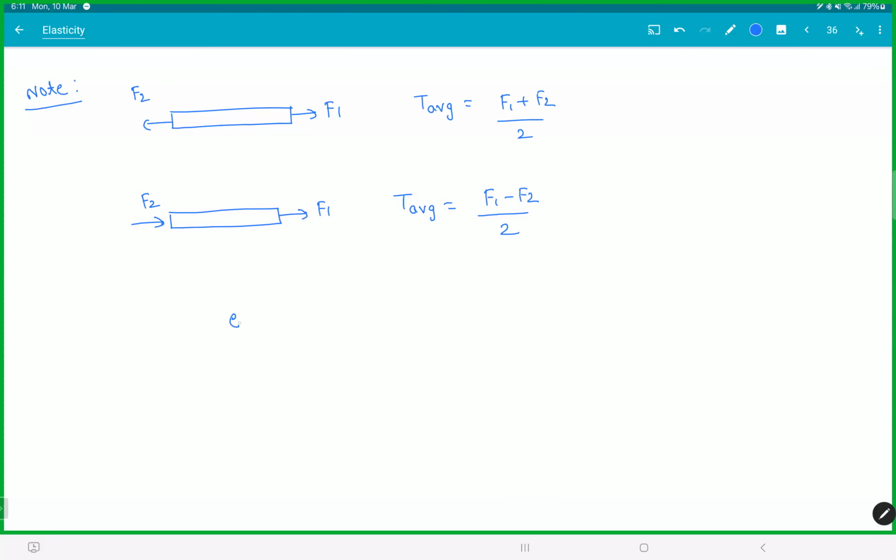Then you can write the elongation will be T average times length by AY. Directly you can use this. Only problem: it works only for tension, works only for elongation. Can't use it for energy.